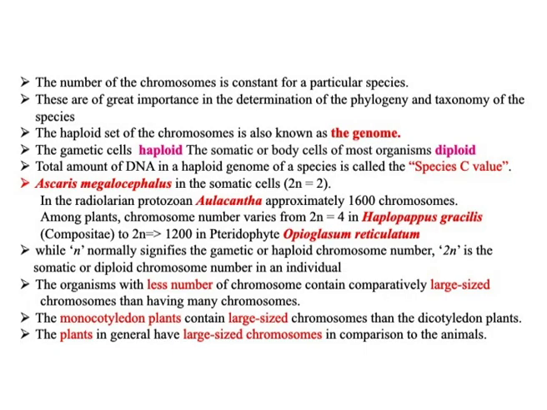You know, the highest number of chromosomes is in Aulacantha, a protozoan, which has 1600 chromosomes, the highest number of chromosomes. And the lowest number of chromosomes is present in Ascaris megalocephala. You know that it is a platyhelminth. This helminth causes the disease ascariasis. That helminth has the lowest, that means only 2 chromosomes. 2n is equal to 2, that means the haploid chromosome number is only 1.